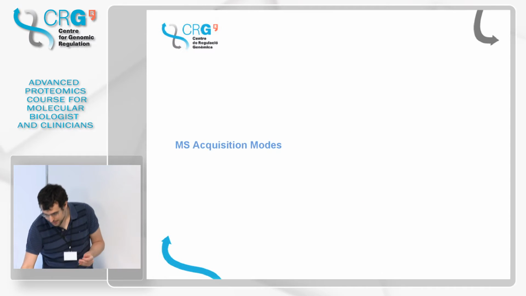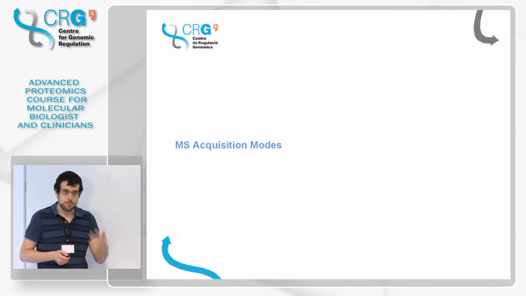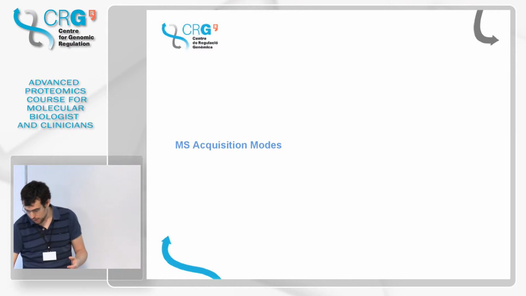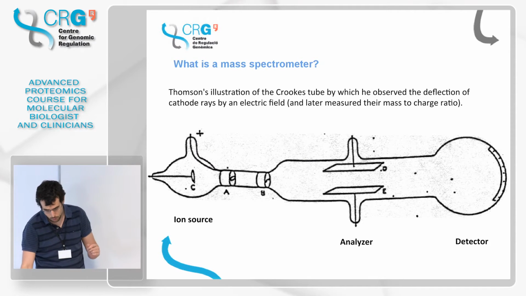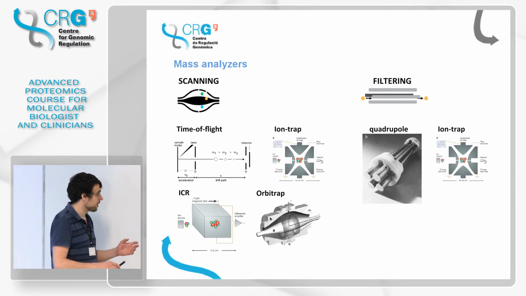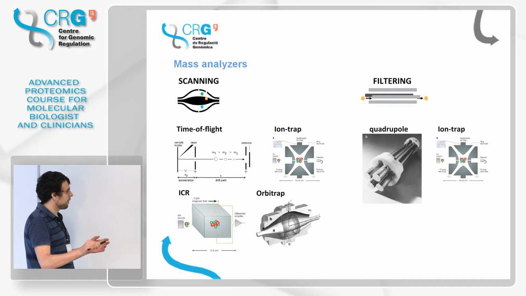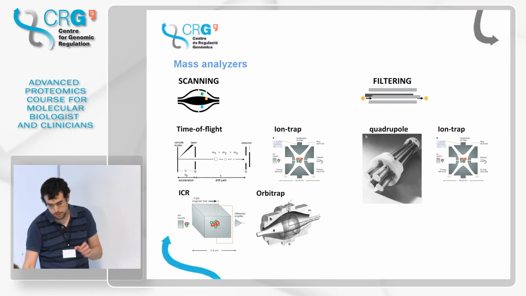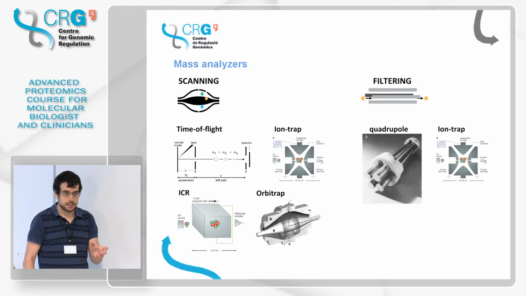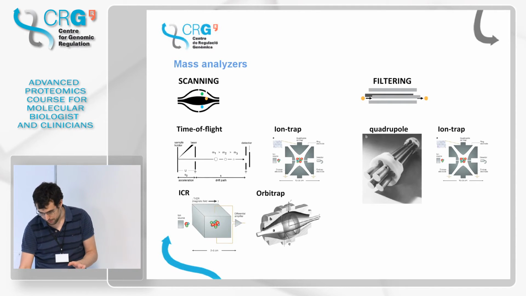Okay, so let's move to how we operate mass spectrometers. We are already familiar with the mass spectrometry schema of ion source, analyzer, and detector. We have seen several mass analyzers, and we know that we can operate some of them in a scanning mode, like the time of flight, ion trap, and the two based on Fourier transform, like ICR and Orbitrap. Others we can apply as filtering devices, like the quadrupole and the ion trap.